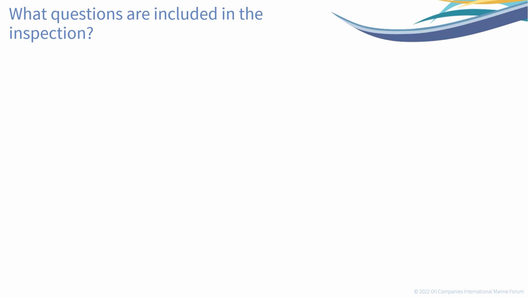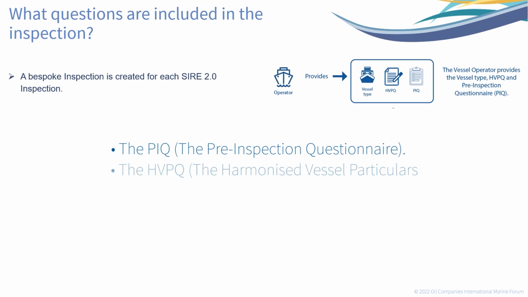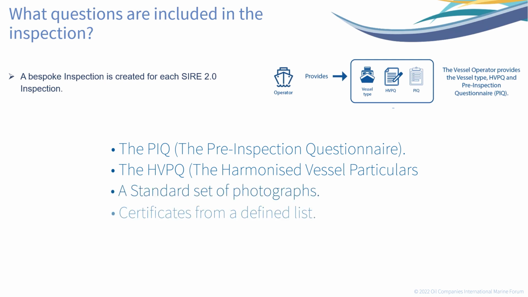So, what questions are included in the inspection? A bespoke question set is created for each SIRE 2.0 inspection and requires the vessel operator to provide information by the following means: the PIQ, the Pre-Inspection Questionnaire; the HVPQ, the Harmonized Vessel Particulars Questionnaire; a standard set of photographs; certificates from a defined list; an inspection declaration, where the operator confirms that all data, photographs and certificates provided are accurate, complete, and are in accordance with the instructions provided.